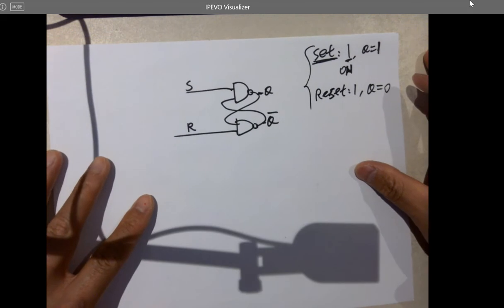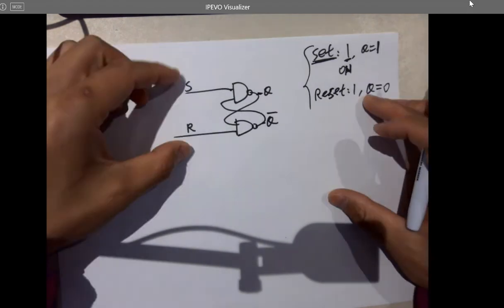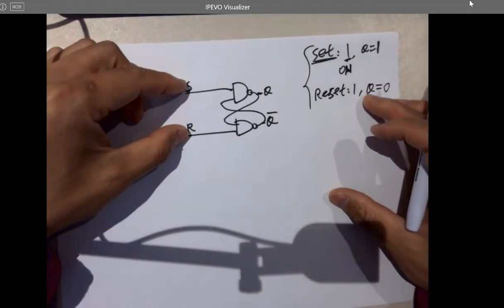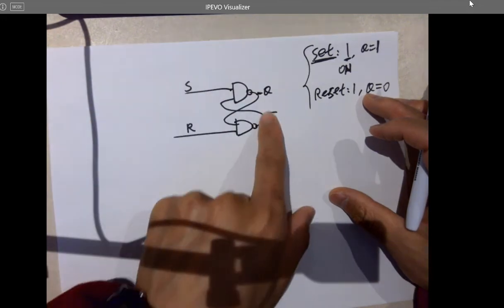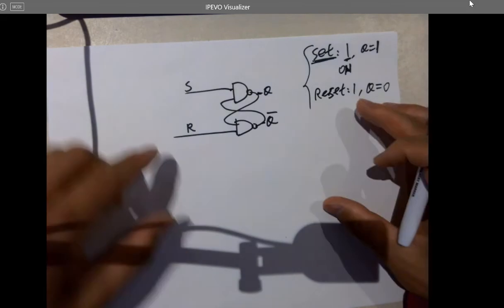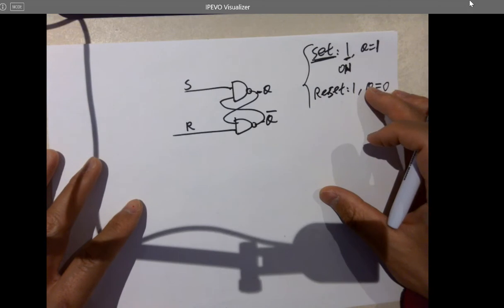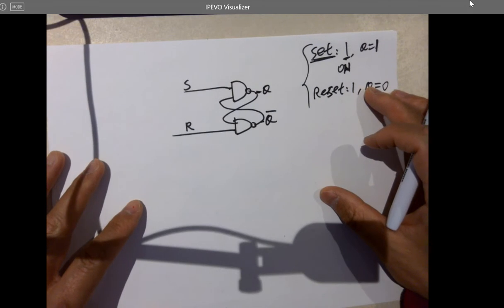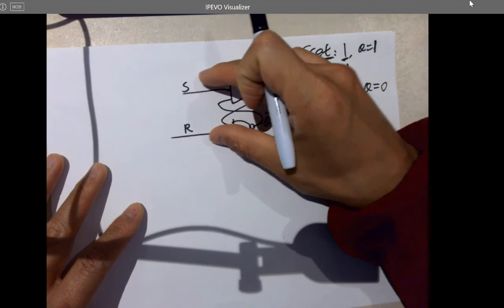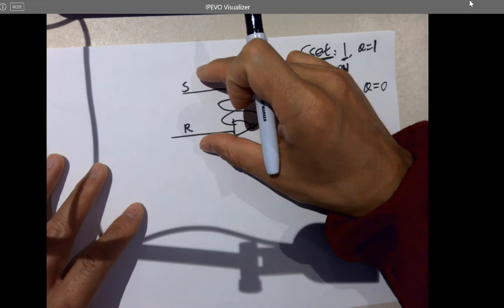Now let's see. For this latch, we do not directly give S equals 0 and R equals 0, or S equals 1 and R equals 1, because we are not using this kind of state to control the output. So the valid input signals are what? They are either S and R being 10 or 01, or they are 11.